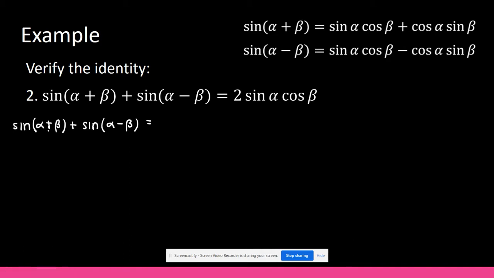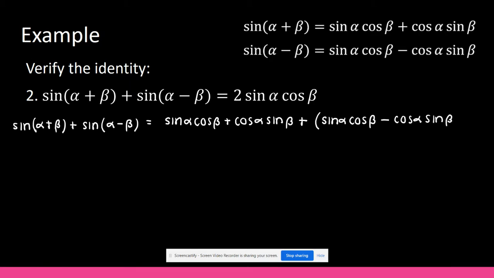So I'm going to start with the sine of alpha plus beta. That'll be this first formula. So that's the sine of alpha times the cosine of beta plus the cosine of alpha times the sine of beta. Now I'm going to do plus, and now in parentheses, I'm going to put the second term. So notice that sine of alpha minus beta is this second definition, where it's the sine of alpha cosine of beta minus cosine of alpha sine of beta. All right. I put it in parentheses.